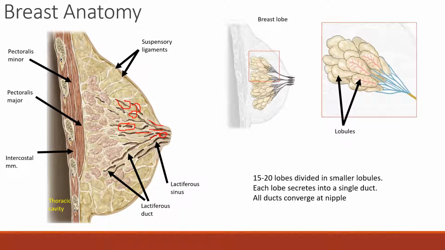Notice also the other relationships here. All of the breast tissue is within the superficial fascia, so the fat and glandular tissue lies superficial to the pectoralis major muscle.